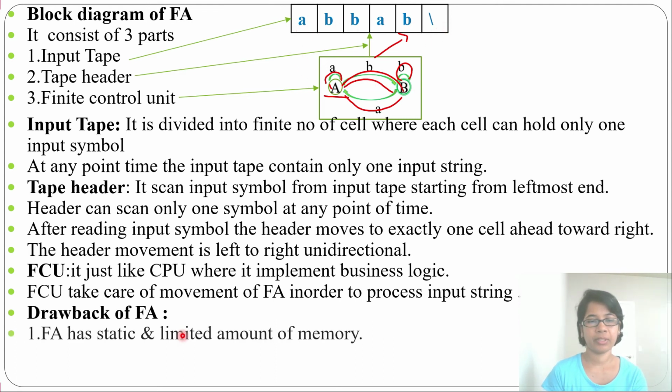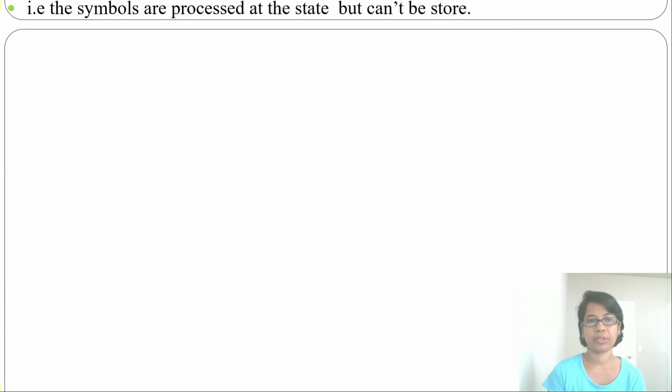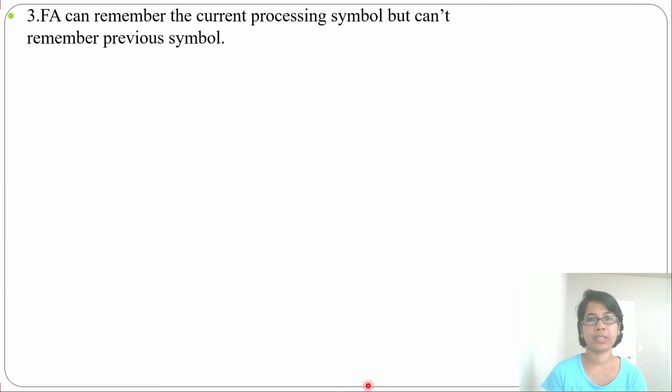Drawback of FA: FA has a static and limited amount of memory. FA depends on state for everything. Like this is one state, so it depends on state for everything. The meaning of that is, these symbols are processed at the state but cannot be stored. The state will process the input alphabet but it cannot store it. It just processes, can remember the current processing symbol but cannot remember the previous symbol.